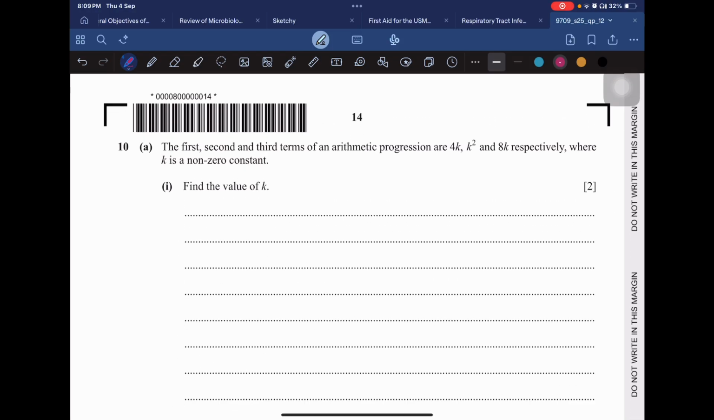Question 10. The first, second, and third terms of an arithmetic progression are these, where k is a non-zero constant. Find the value of k. Okay, so in arithmetic progression, t3 minus t2 will be equal to t2 minus t1. So we can do 8k minus k squared equals k squared minus 4k. Simplifying this, shifting everything to the right side, 0 equals 2k squared.